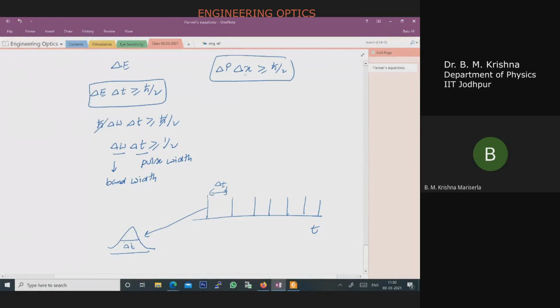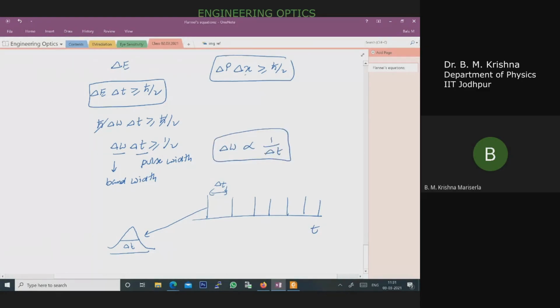Then it has a certain width associated with it. For that width measurement, if you know the number of frequency components in that pulse, it is difficult to measure the pulse width. If you know the pulse width, the error in your delta omega will be difficult. But what this gives you is that your delta omega is inversely proportional to your delta T.